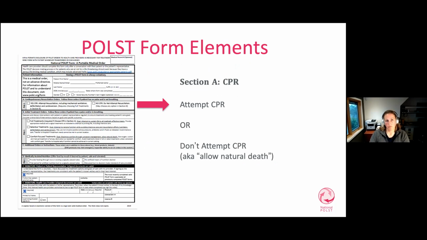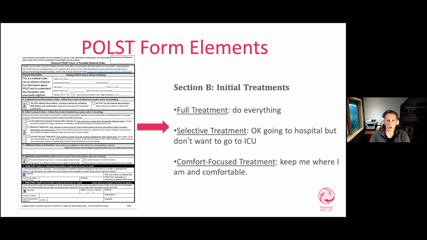Section A, all of them have these kinds of sections. So section A is about cardiopulmonary resuscitation, or CPR. And it's basically asking whether or not you want to be resuscitated. So if you aren't breathing, you don't have a pulse, you've died. And this tells emergency personnel if they should attempt to bring you back to life or if they should allow a natural death. Section B talks about the next step.